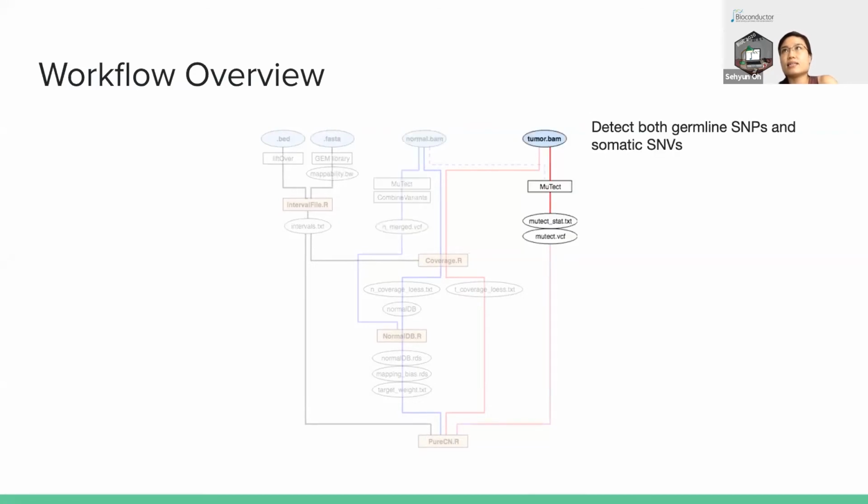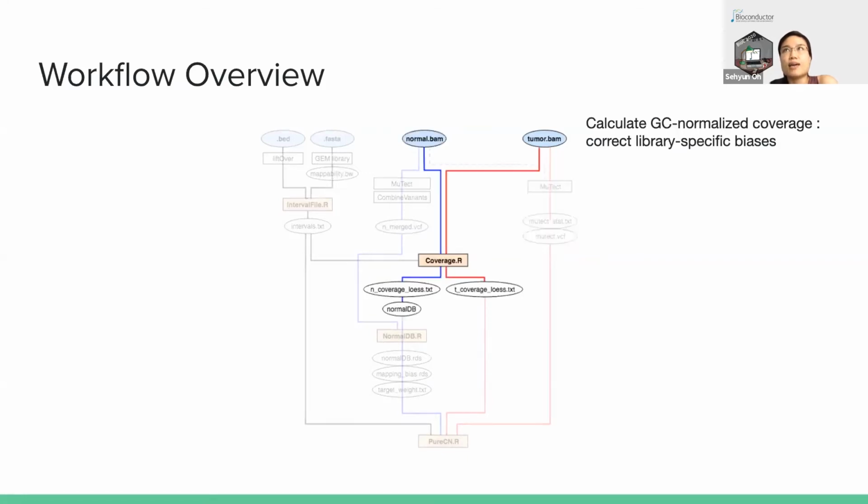And last, you need to detect both germline SNPs and somatic SNPs from the tumor BAM file. For that, we use MuTect. Those 3 are not dependent on each other, so they don't require any information from other workflows or other steps' output. So you can run those 3 in parallel.